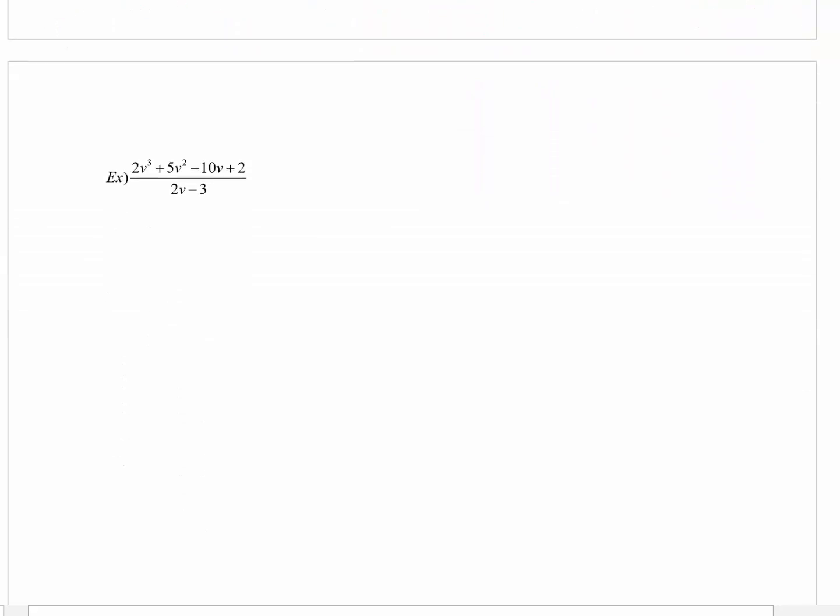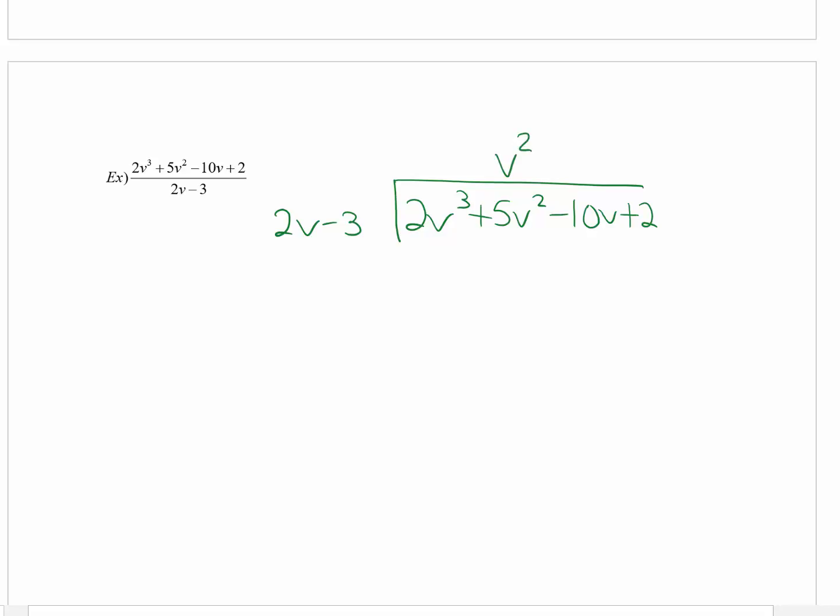Okay, one other example I'm going to take a look at. Again, I have more than one term in the denominator, so I'm going to do long division here. Okay, so now what am I going to multiply this leading term by to get this leading term here? Well, that's going to be v squared, because 2v times v squared is 2v cubed. So take v squared times 2v, that's 2v cubed. V squared times a negative 3 is negative 3v squared. Subtract. Let's do this on the side.